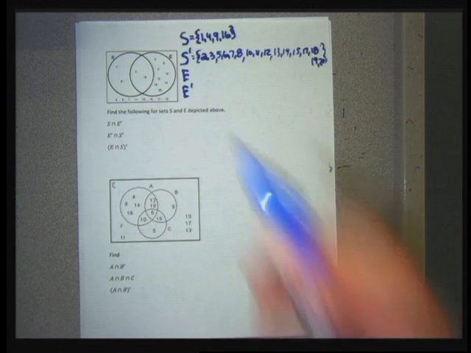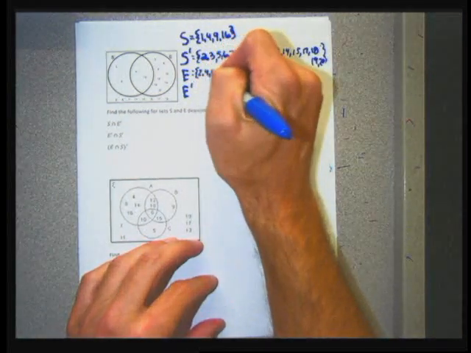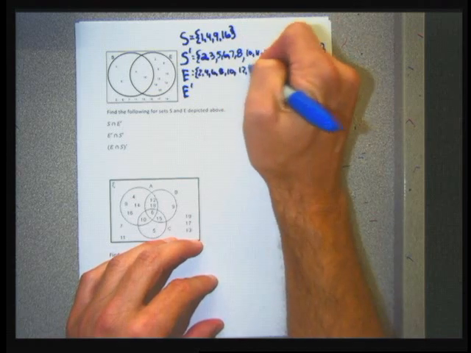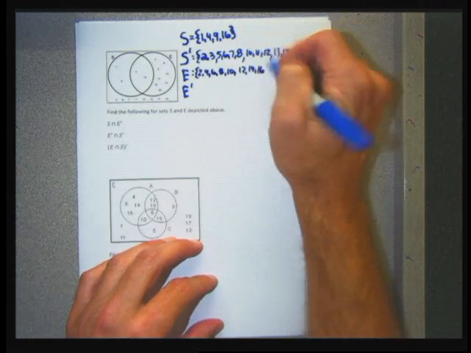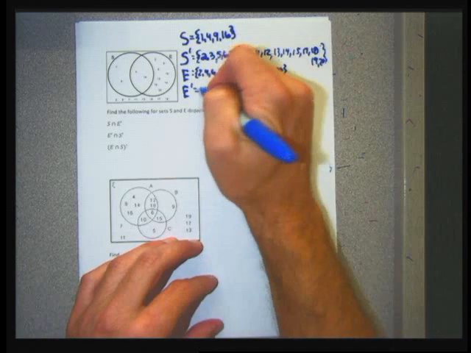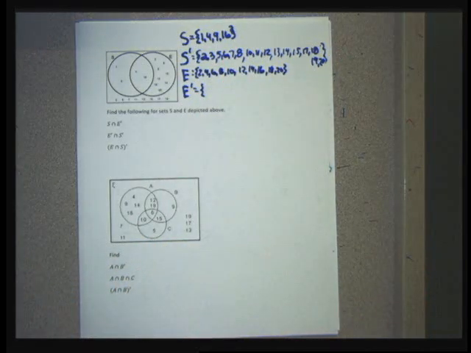E, if I did this again, this was the evens. It's 2, 4, 6, 8, 10, 12, 14, 16, 18, and 20. And then E prime is anything in the universe, any numbers between 1 and 20 that I haven't already listed. I've listed all the evens. E prime is anything outside the E circle.